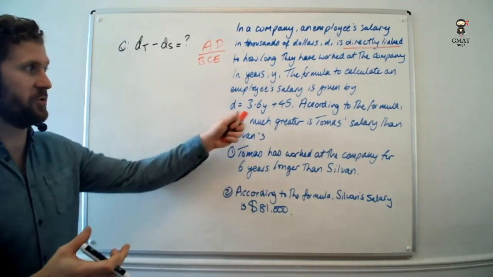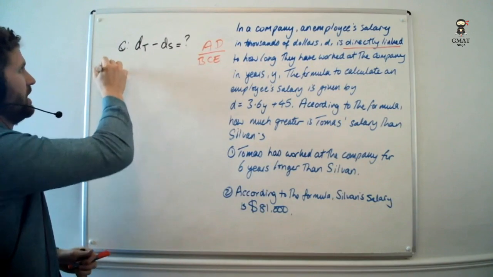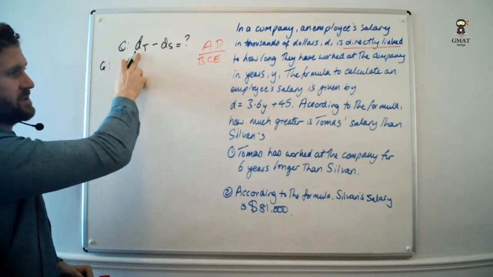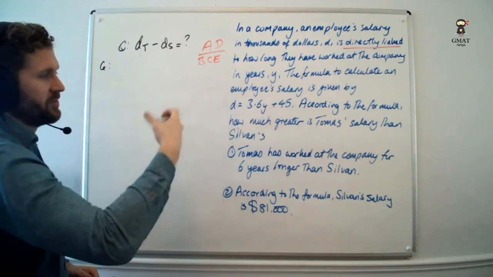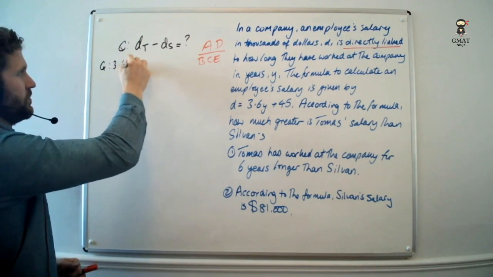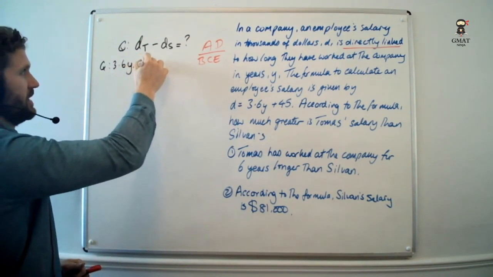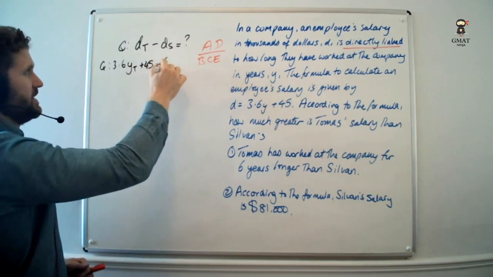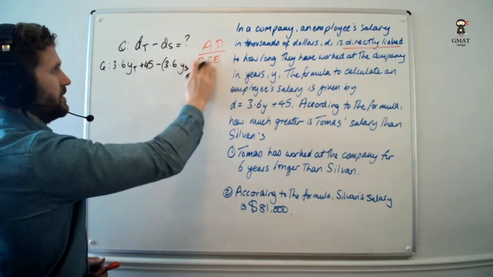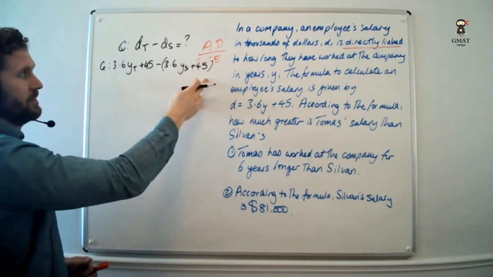But since I've got a formula for these, I could change the question slightly. I could push the question and say, well, that is the same as saying, if I use the formula for Thomas's salary, 3.6 times YT, if that's the number of years Thomas has worked at the company, plus 45, take away 3.6 times YS plus 45, if that's the formula for Sylvan's salary.